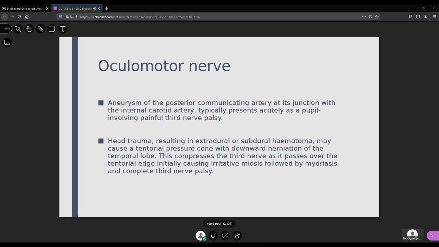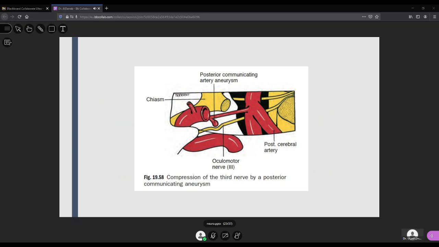Aneurysms of the posterior communicating artery at its junction with the internal carotid artery typically present acutely as a pupil-involving painful third nerve palsy. Like an aneurysm or a tumor, it will cause pupil involvement as well. Head trauma resulting in extradural or subdural hematoma may cause a tentorial pressure cone with herniation of the temporal lobe. This compresses the third nerve as it passes over the tentorial edge, initially causing irritative miosis followed by mydriasis and complete third nerve palsy. So this is it.